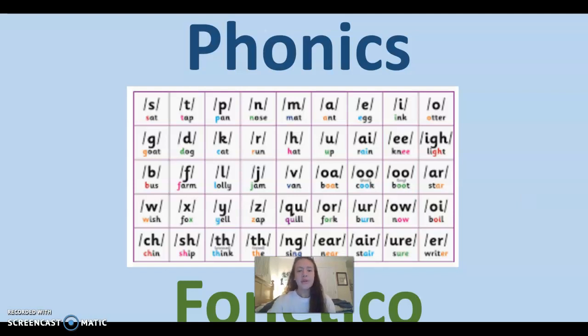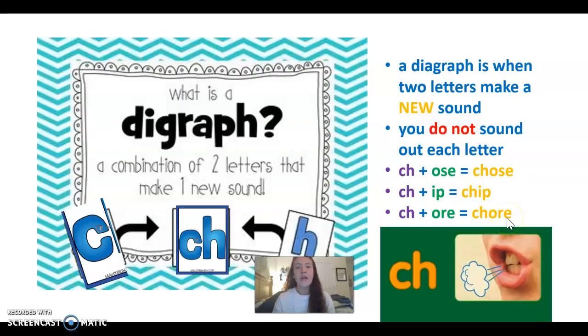So just a little review of last week. A digraph is when we have two letters next to each other that make a brand new sound. So last week we had talked about the digraph sh, which was sh. Sh makes sh. And we talked about the digraph th. Th makes th, like thump, where your tongue goes between your teeth.